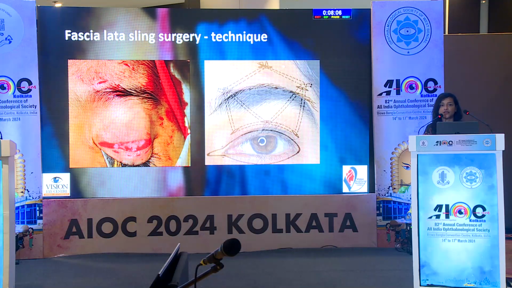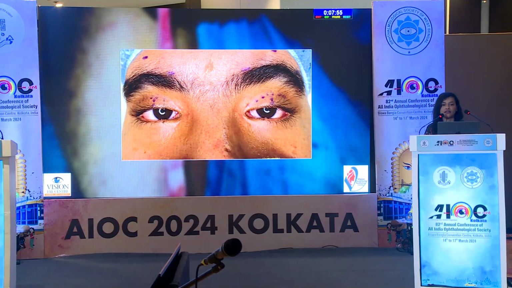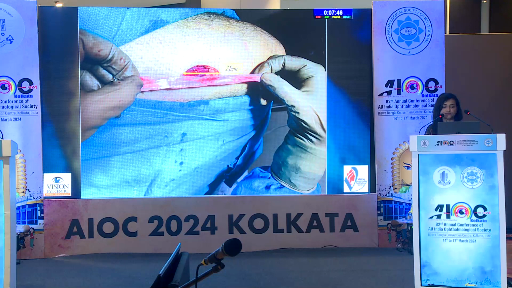The technique that we use is Crawford's technique, wherein you see this double triangle, which is pulled up again with the 3 incisions above the eyebrow. And this is how we mark the patient. This is a patient who had already undergone some amount of telecanthus repair, and we had planned a bilateral fascia lata sling for him.